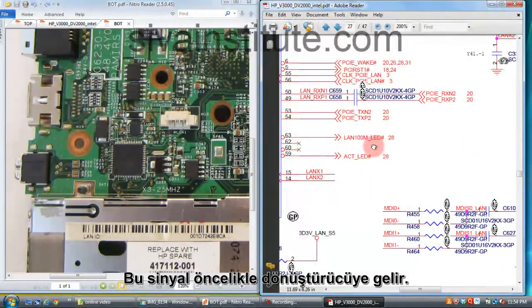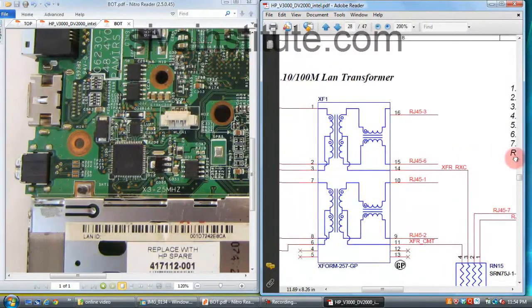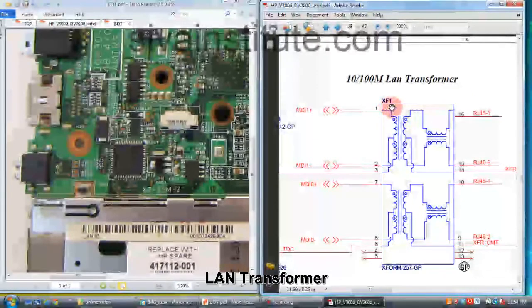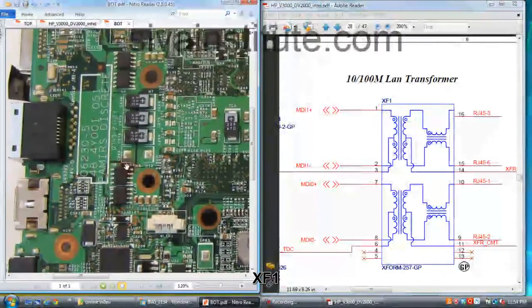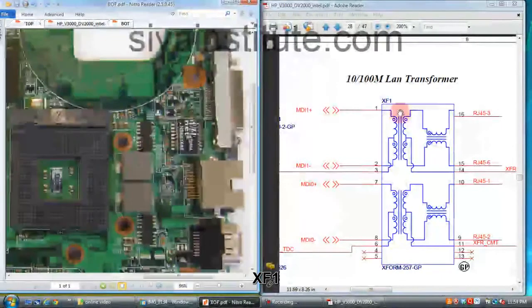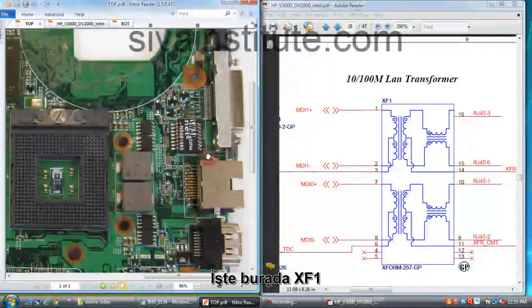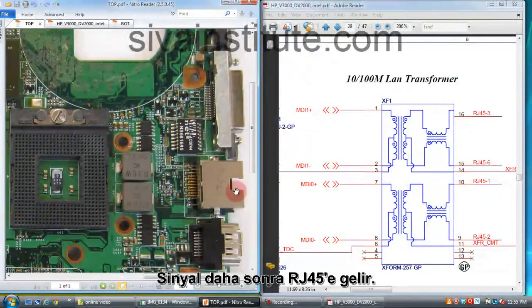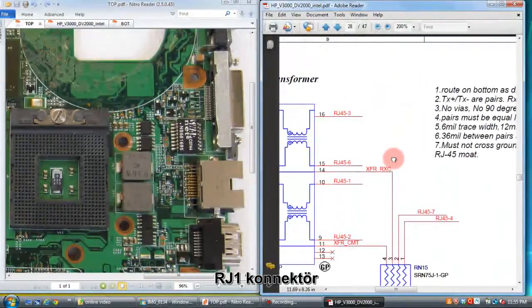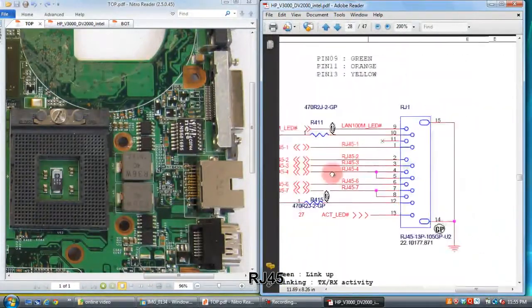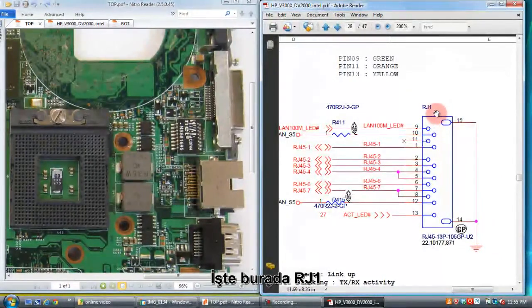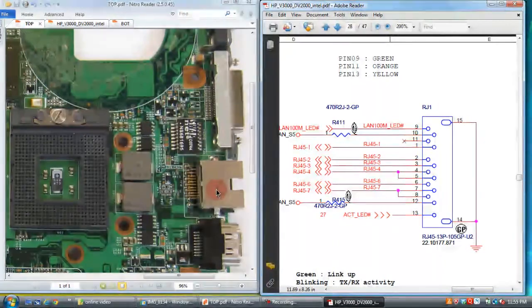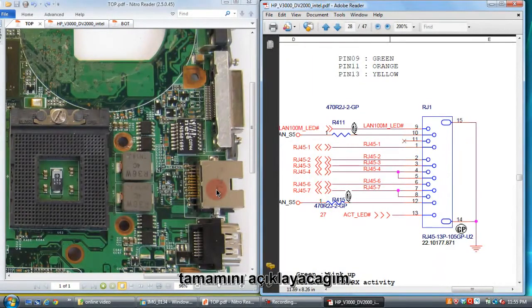Next, this signal goes to the transformer, the LAN transformer XF1. See here, XF1. This signal goes to the RJ45 connector, RJ1. See here, RJ1, the RJ45 connector. So I will explain in this way.